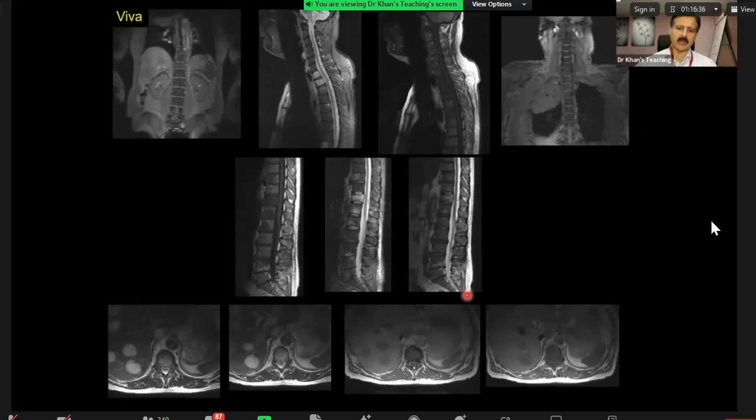If I don't show you other sequences, for example, here, you will say low signal on T1, high on STIR, multifocal. So this is in keeping with metastasis. But then on the available sequences, you can see multiple lesions in the liver. So metastasis there. And then on the SCOUT, you can see that there is a lung carcinoma, which means that is the primary. So always look for multiple findings.